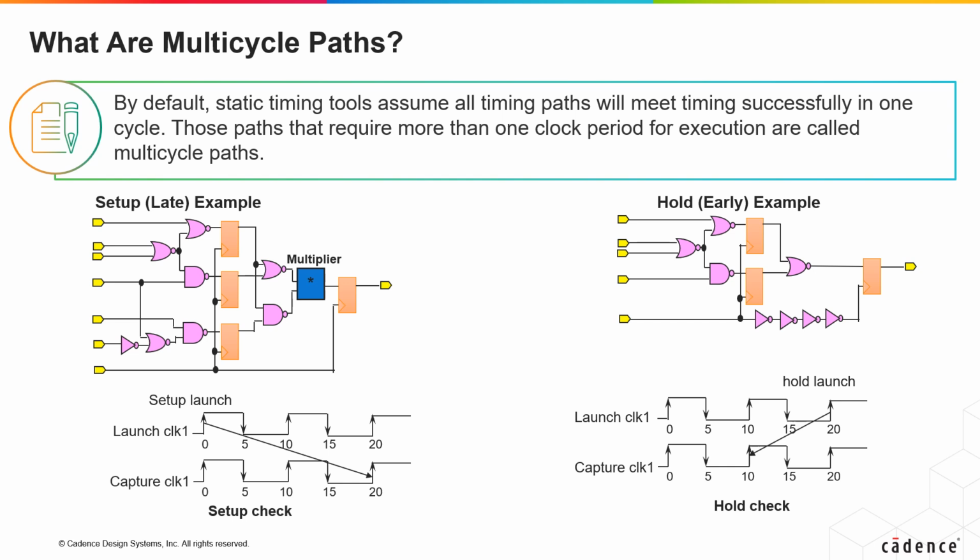As you understand from the previous topics that we've discussed, by default, STA tools assume that all timing paths are to meet timing in one clock cycle when you have a single clock design. Now, there are paths that require more than one clock cycle, and such paths are called multi-cycle paths.